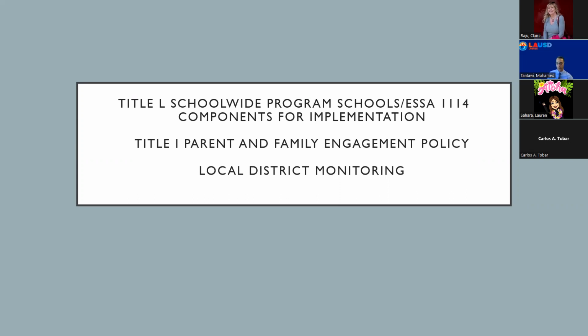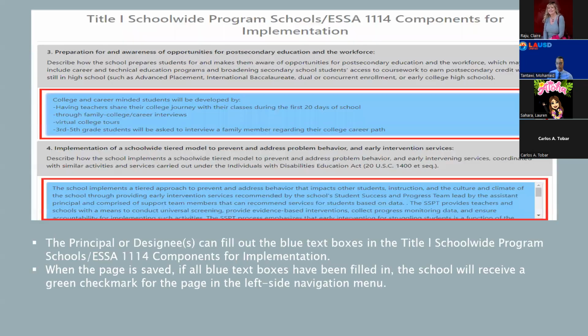Anyway, thank you, Mohammed. And I will start with the Title I School-Wide Program Schools ESSA 1114 components for implementation, the Title I Parent and Family Engagement Policy, and the local district monitoring. The principal or the designees can fill out the blue text boxes in the Title I School-Wide Program Schools ESSA 1114 components for implementation page. Now, when the page is saved, if all those blue text boxes have been filled in, then the school will receive a green check mark for the page in the left side navigation menu.